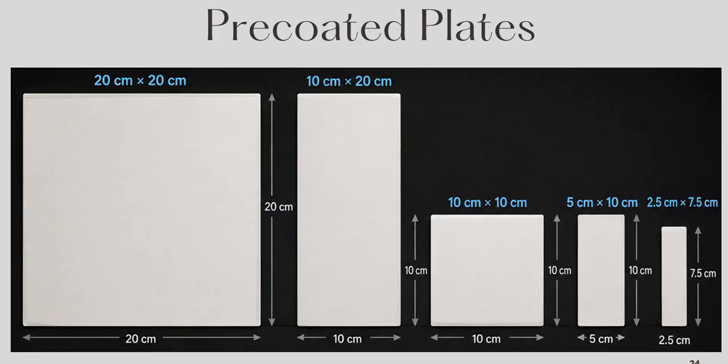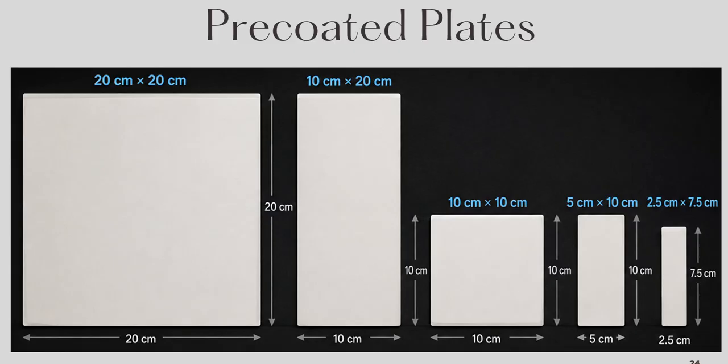HPTLC plates are usually made of glass, aluminum, or plastic and coated with a thin layer of adsorbent. These pre-coated plates are available in different sizes like 20 x 20 centimeter, 10 x 20, 10 x 10, and 5 x 10 centimeter. The plate size is selected according to the number of samples, and silica gel 60 F254 is the most commonly used plate for pharmaceutical analysis. Here the fluorescent 254 indicator allows visualization of UV absorbing compounds at 254 nanometers.